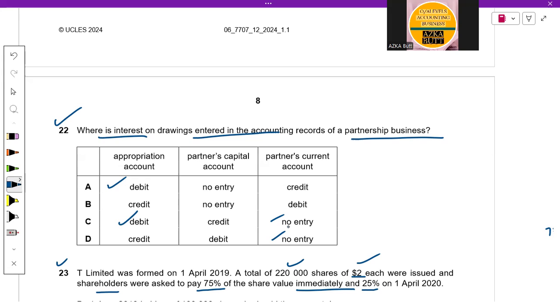process. And there is no entry in the partner's capital account, as the interest on drawings generally affects the partner's current account rather than the capital account. So the correct answer is indeed B. Yeah, this is the right option.